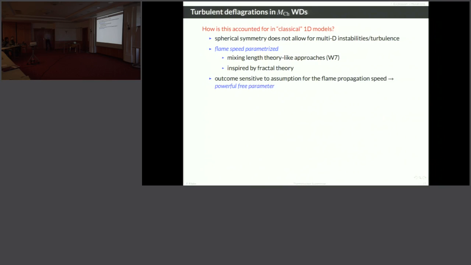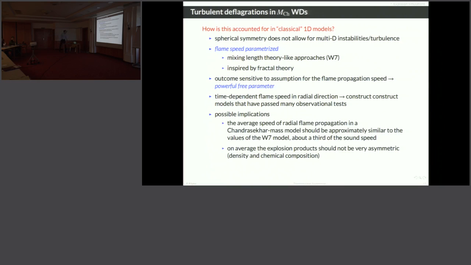Now the outcome of these simulations is in any case sensitive to the assumption you make on the flame speed. So the flame speed in the end is the powerful tunable parameter of these one-dimensional deflagrations in Chandrasekhar-mass white dwarf models. So you can set this flame speed in these 1D models as being time dependent in radial direction, and then you can construct models that actually fit the observables well, and indeed many of these models have passed a number of observational tests.